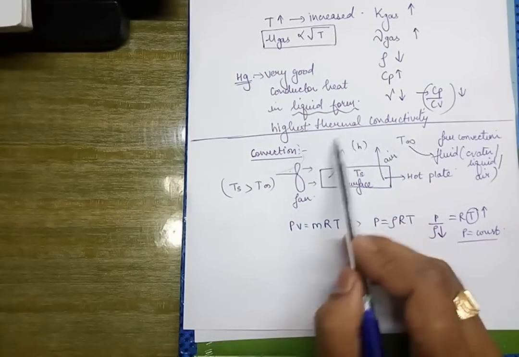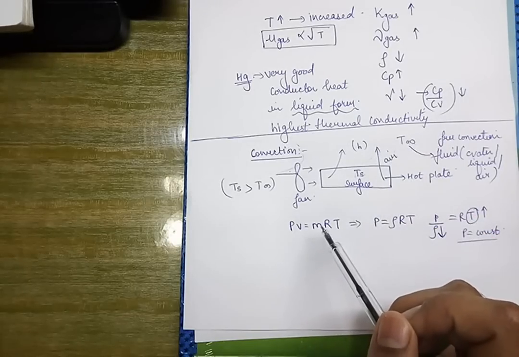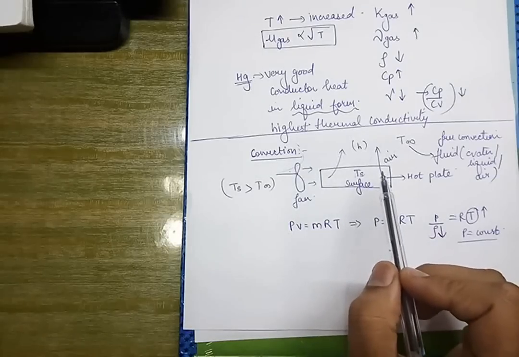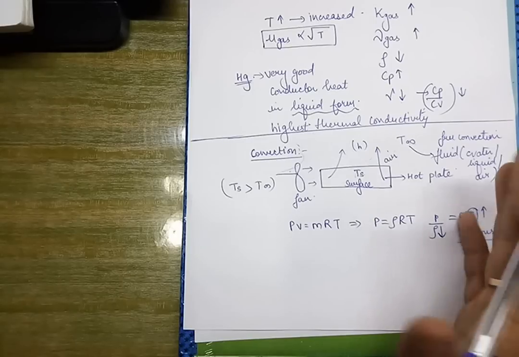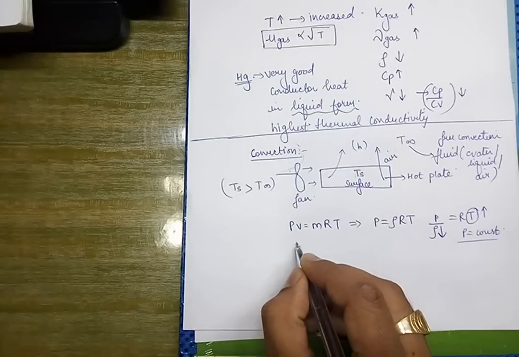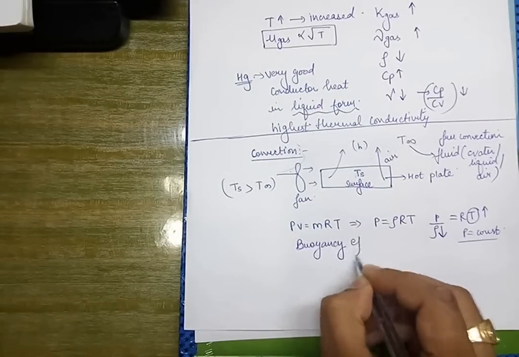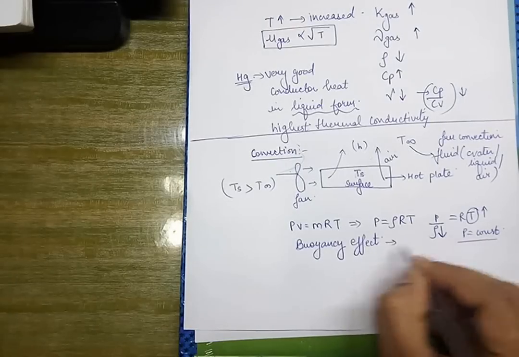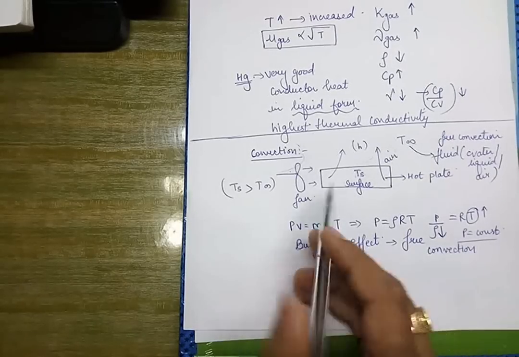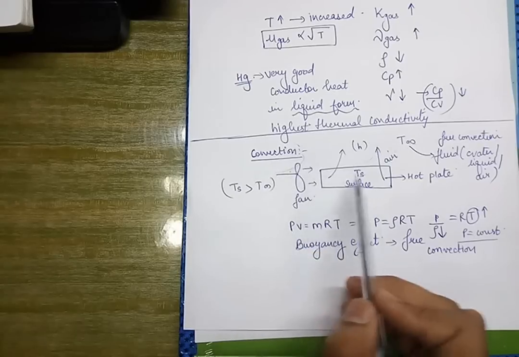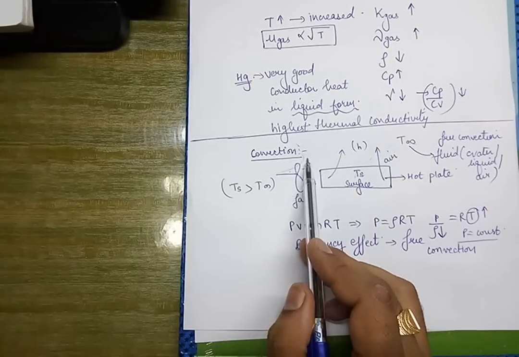We are here considering the motion of the fluid such that the heat energy is being transmitted by this motion of the fluid. Now, free convection takes place by means of the buoyancy effect. This was about free convection. In case of free convection, we need not have any external agency to promote convection. But for forced convection, we have this fan or a blower.